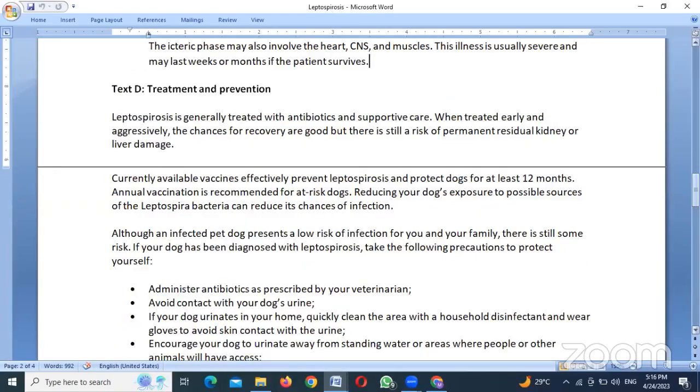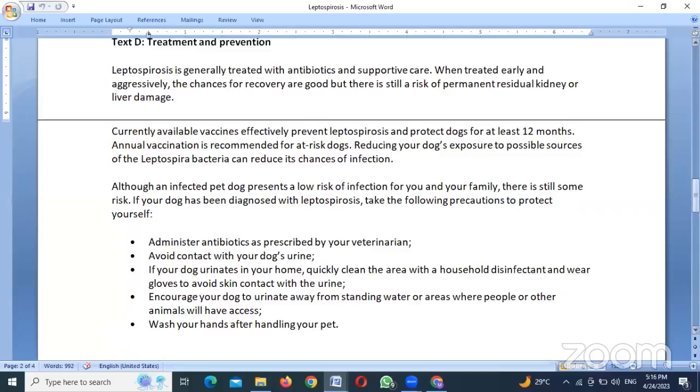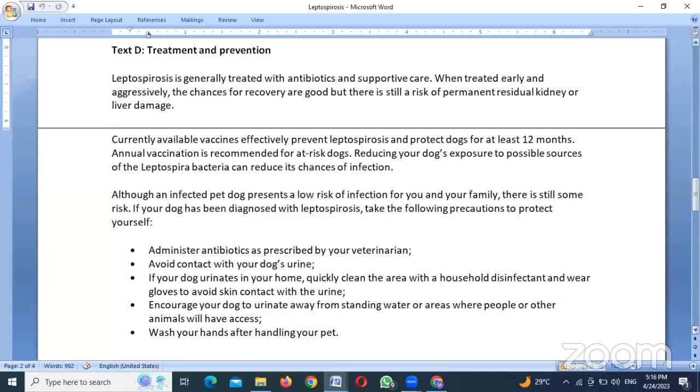Then we have text D. Dr. Zartash, can you hear me? Yes, sir. Can you skim and scan text D, please, quickly? In text D, it is treatment and prevention of leptospirosis. It is telling about the damage to the organs, liver and kidney. This is the effect on kidneys, and they're talking about antibiotics and supportive care.